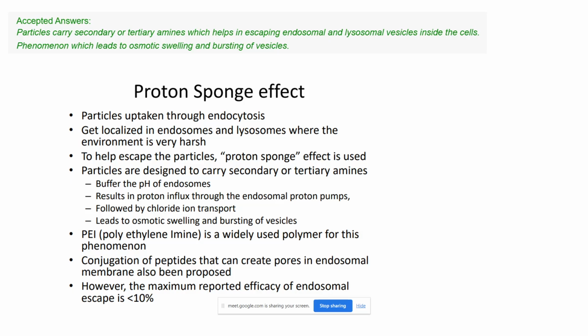So we can design our particles in such a way that they have secondary or tertiary amines, and this leads to more and more ion accumulation inside the vesicles as compared to outside the vesicles. There is an imbalance in the amount of ions inside compared to the outside. So this leads to more diffusion of water into the vesicles that leads to osmotic swelling and bursting of vesicles that frees the particles to the outside. So this is what proton sponge effect is.